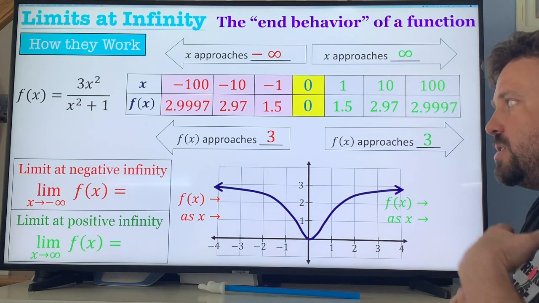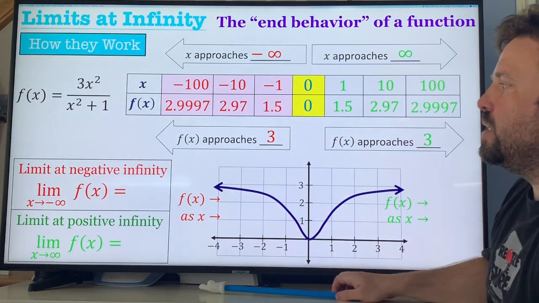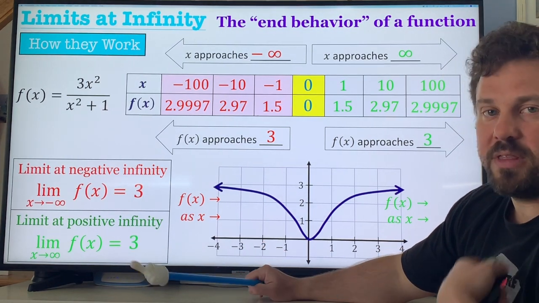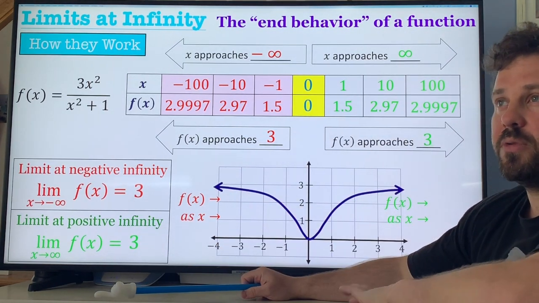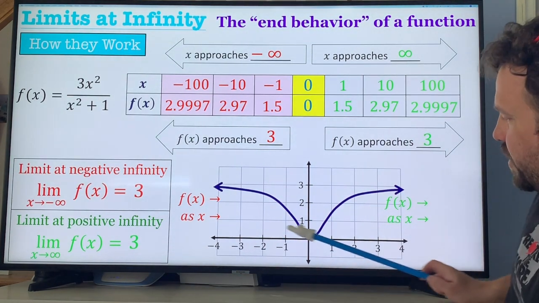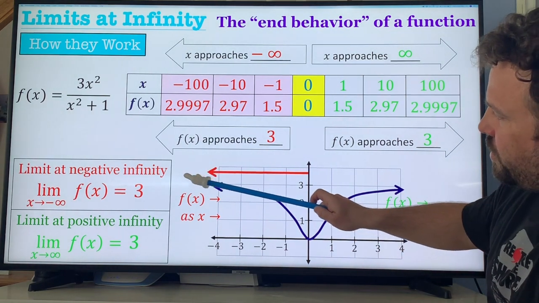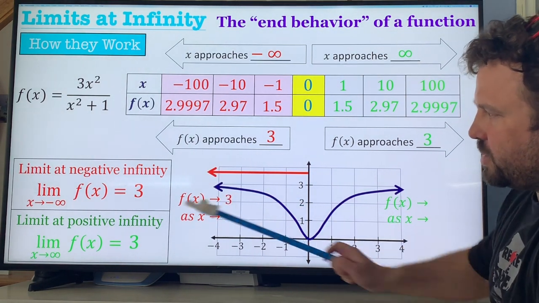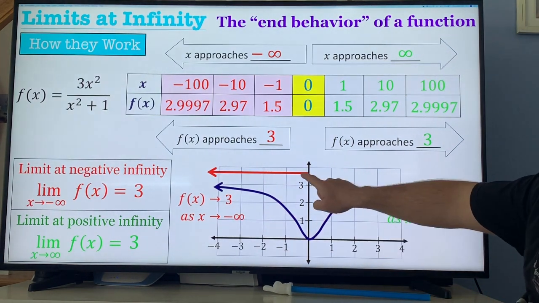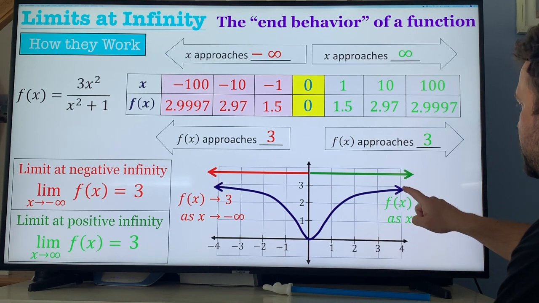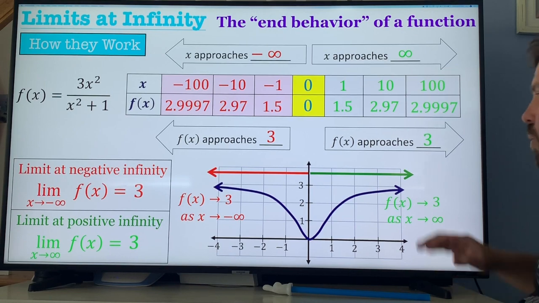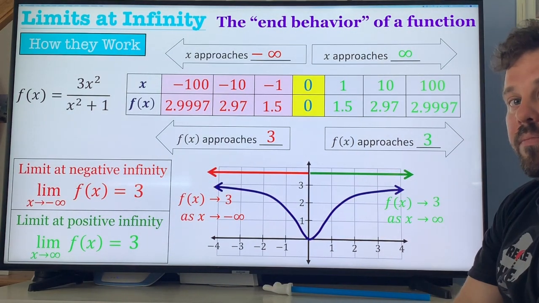So how is that possible? How does it approach 3 on the left and the right? Well, the limit at negative infinity is 3, and the limit at positive infinity is 3. Remember, limits don't actually reach that number. It's a number they get to right before they get there. So look at our graph here. As we go to the left, to negative infinity, f of x approaches 3. As we go to the right, f of x approaches, once again, 3 as x approaches positive infinity.